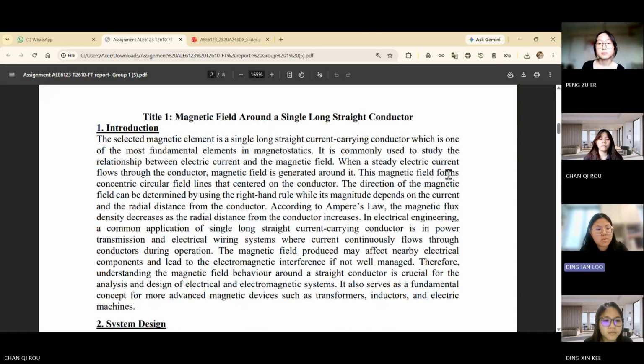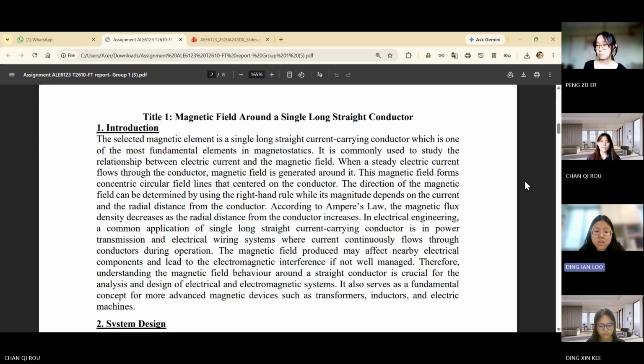Thank you, Shiro, and my name is Ding Yanlu. To begin with, the selected magnetic element in our project is a single long straight current carrying conductor, which is one of the most fundamental elements in magnetostatics. When a steady current flows through the conductor, a magnetic field is generated around it in the form of concentric circular field lines. The direction of this magnetic field can be determined by using the right-hand rule. According to Ampere's law, the strength of the magnetic field decreases as the distance from the conductor increases.